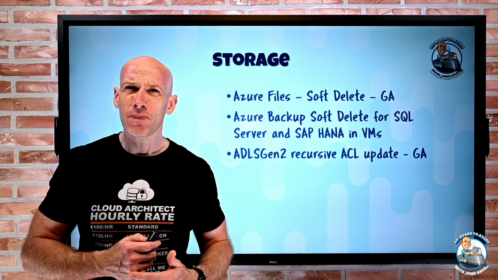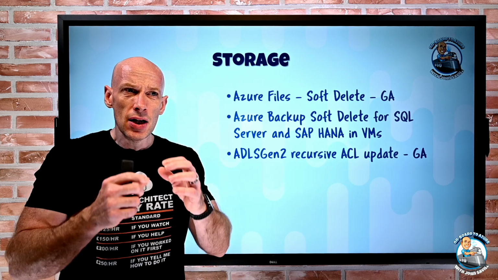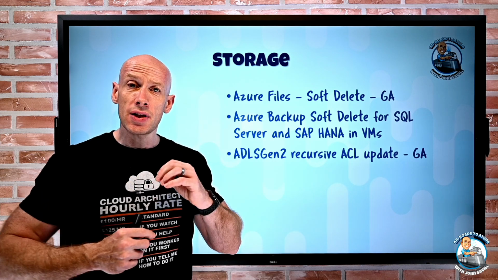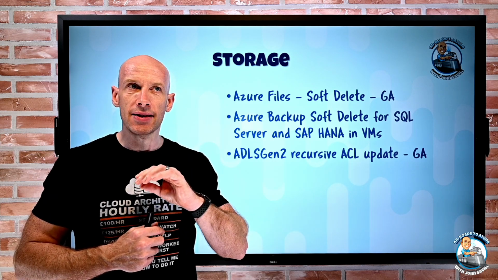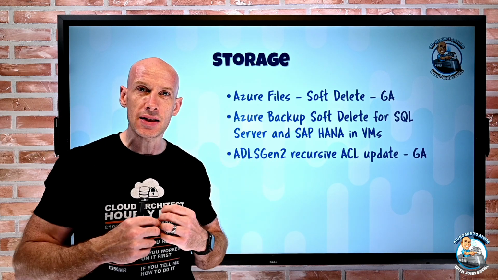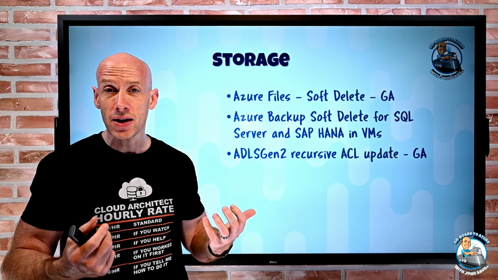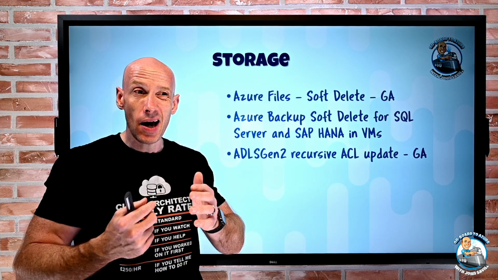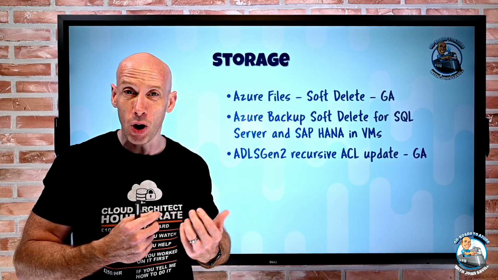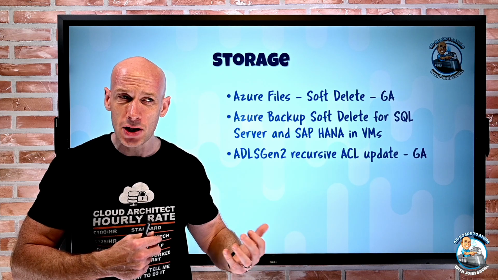ADLS Gen 2 now has a recursive ACL update capability. Remember, ADLS Gen 2 sits on top of Blob, but it adds a hierarchical file system, which is super important for big data that wants to do move operations that you can't do with a flat structure like objects, because the path is part of the file name, and I have to do a copy and delete on blobs to change the name. It has POSIX compatible security, etc.